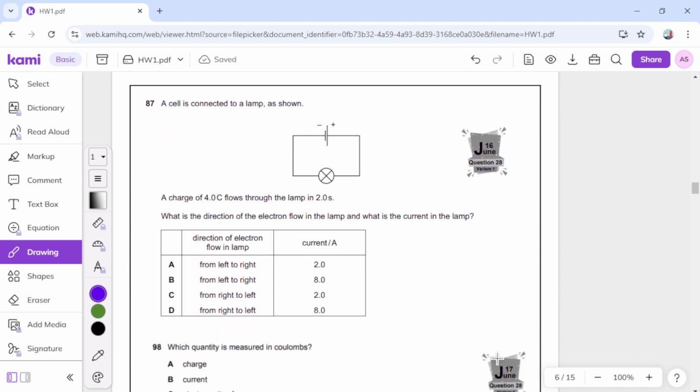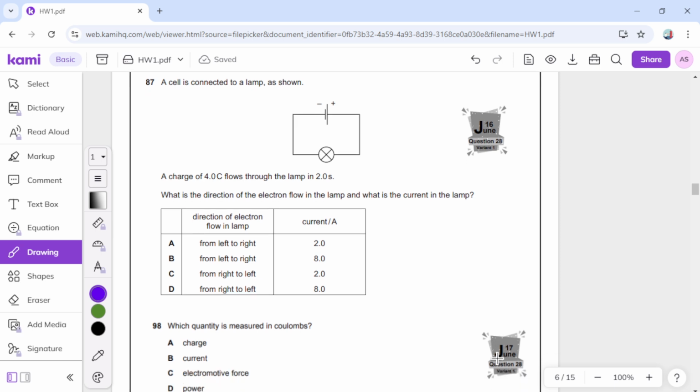A cell is connected to a lamp as shown. A charge of 4 coulomb flew through a lamp in 2 seconds. So now what is the given? Charge Q equals 4 coulomb, and time T is 2 seconds. What is the direction of the electron flow? We said before, the direction of electrons is from negative to positive.